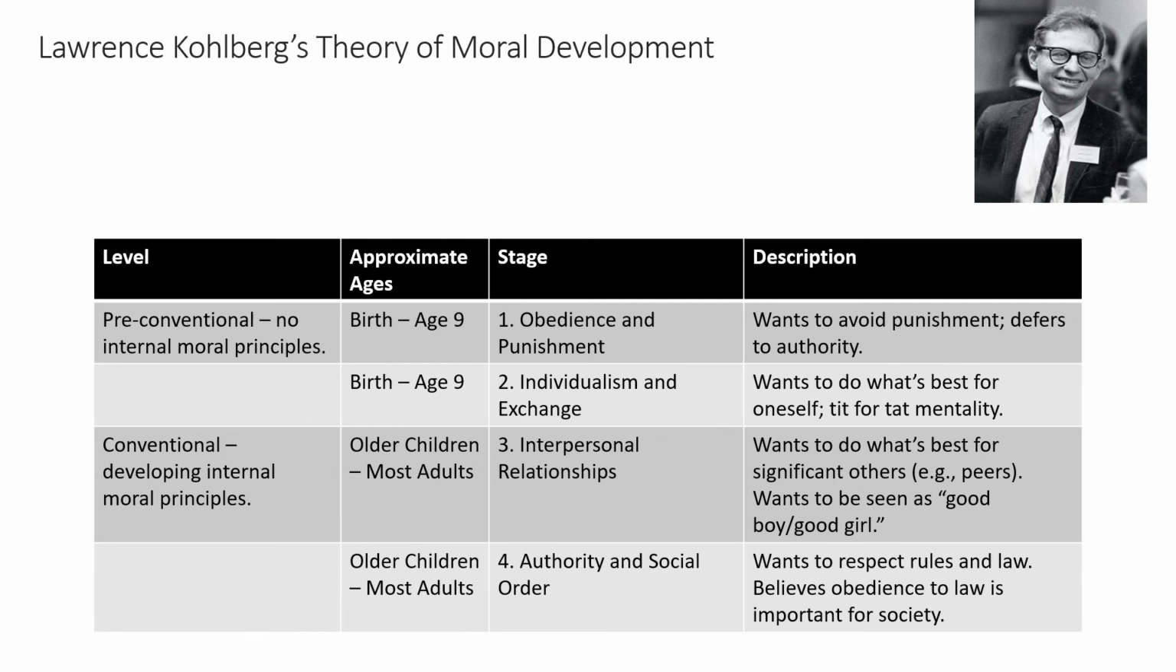So as I said, many adults are at this stage, and that's where they say, okay, well, it's wrong to break a law. It's wrong to, for example, cheat on your taxes, or it's wrong to commit murder. And so they do it out of respect for the law. They recognize that without laws, we would have no society.